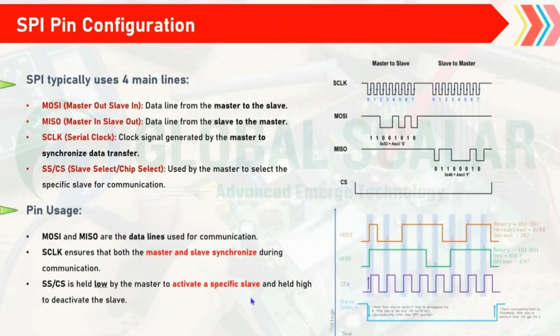And coming to the SPI pin configuration, SPI typically uses 4 main lines: MOSI, MISO, clock, and SS. We are aware that all four lines are used for transferring the data with respect to the clock and with respect to the chip select or slave select. These pins are mainly used for data communication, to enable effective communication between the master and slave.